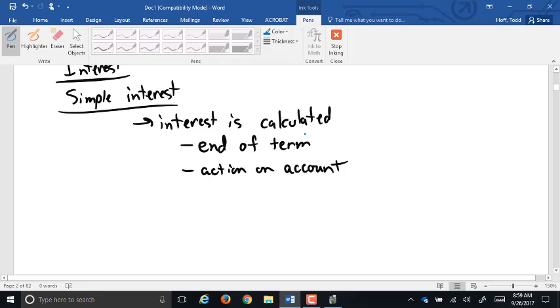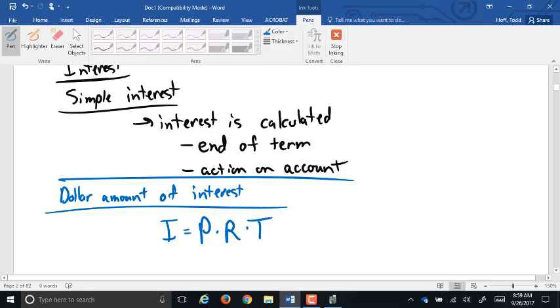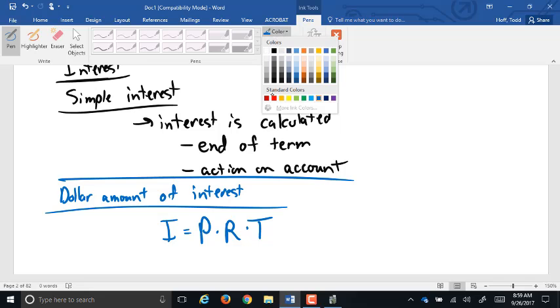So let's take a look at an example here. The amount of interest, the dollar amount of interest, is I equals P, which stands for principal, times R, which stands for rate. That again is just your percent as a decimal, times T, which is time. Time is always represented in years.